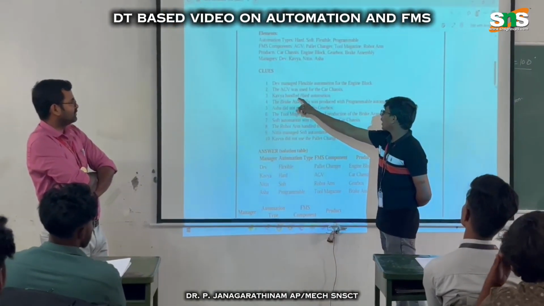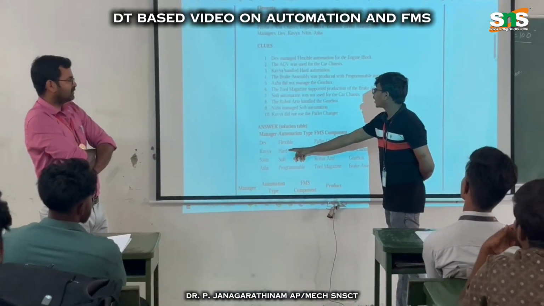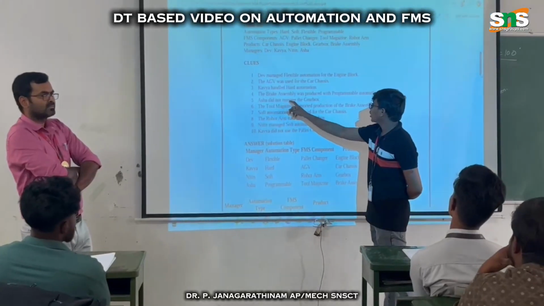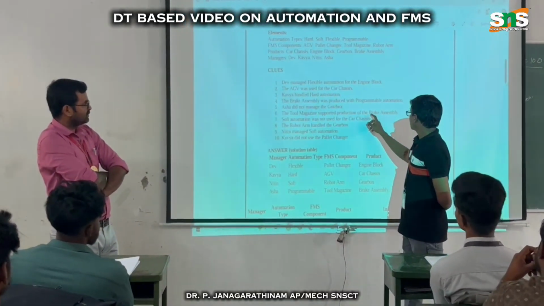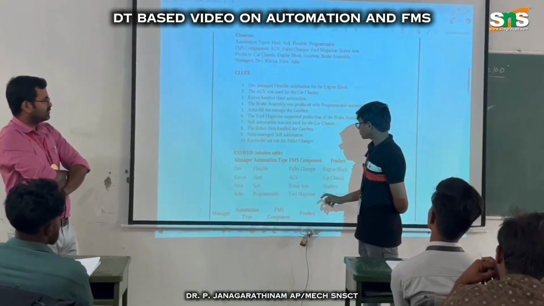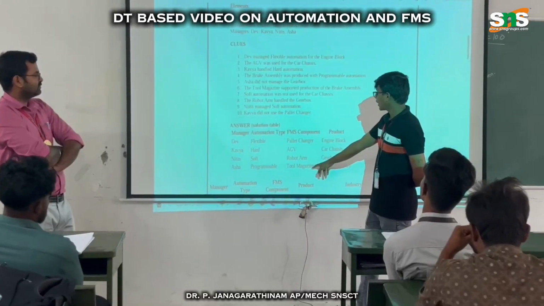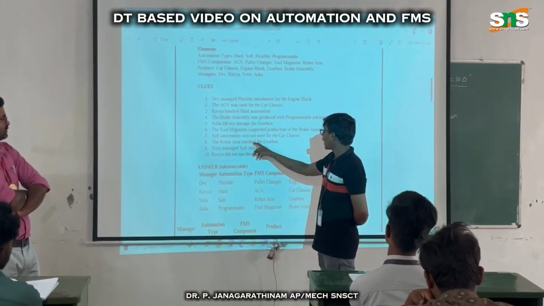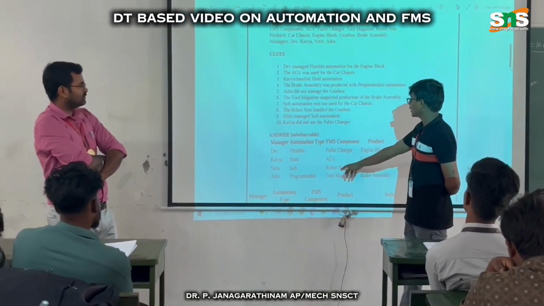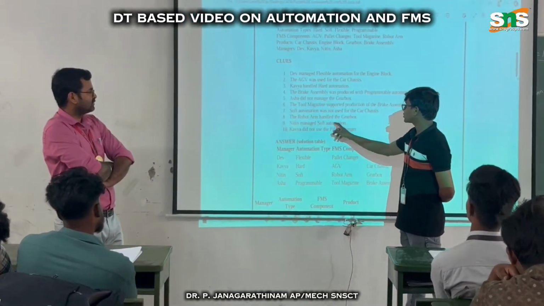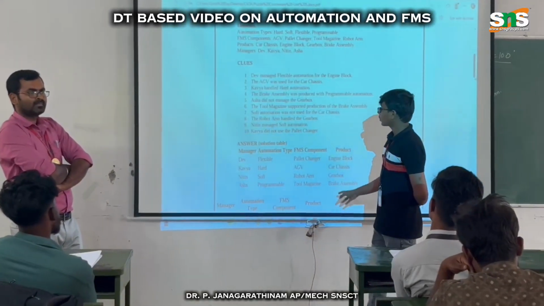Following that, Kavya handled hard automation. So Kavya uses the automation type as hard. Ash did not manage gearbox. The tool magazine supports the product of the brake assembly. So the brake assembly is done by tool magazine. The robotic arm handles the gearbox. So the gearbox is manufactured by using a robotic arm. Nitin manages soft automation. So Nitin uses the software to run this product.